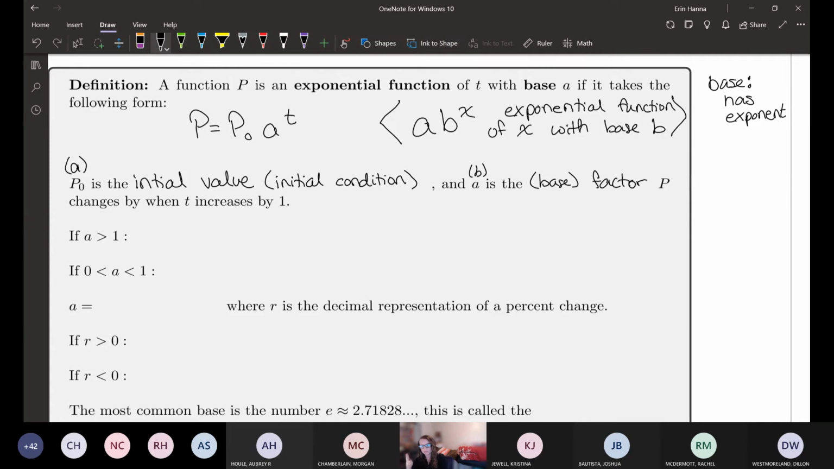Well, that's technically a lie. I'll talk about that in a second. I need to define something else before I can tell you why that's technically a lie. So if A is greater than 1, we have something called exponential growth. And if A is between 0 and 1, we're going to have exponential decay.